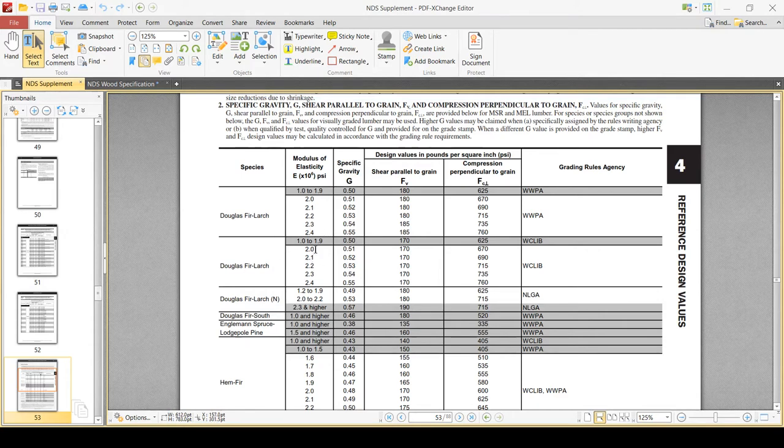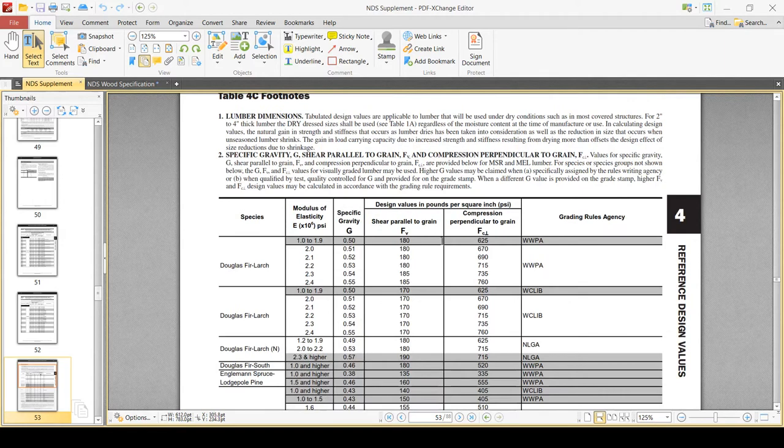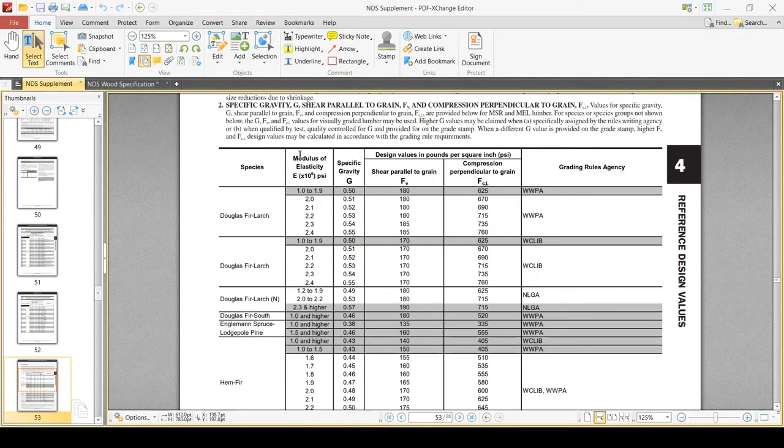So let's look here. Now this is actually kind of interesting, in that the NDS supplement here is actually giving us two different values, and this is again one of those weird things that comes from the complicated history of the NDS. So looking here, there are different sections of this table that we can get values from for the other properties of Douglas fir larch mechanically graded lumber.